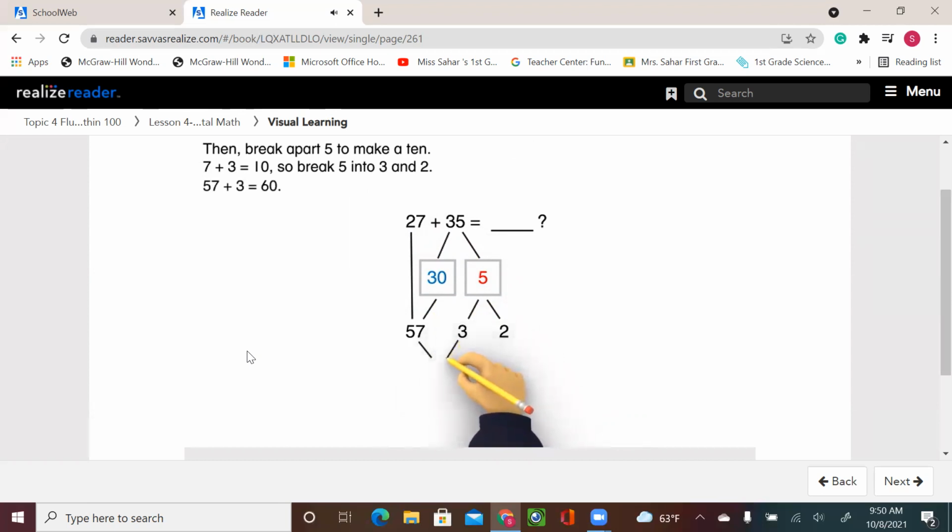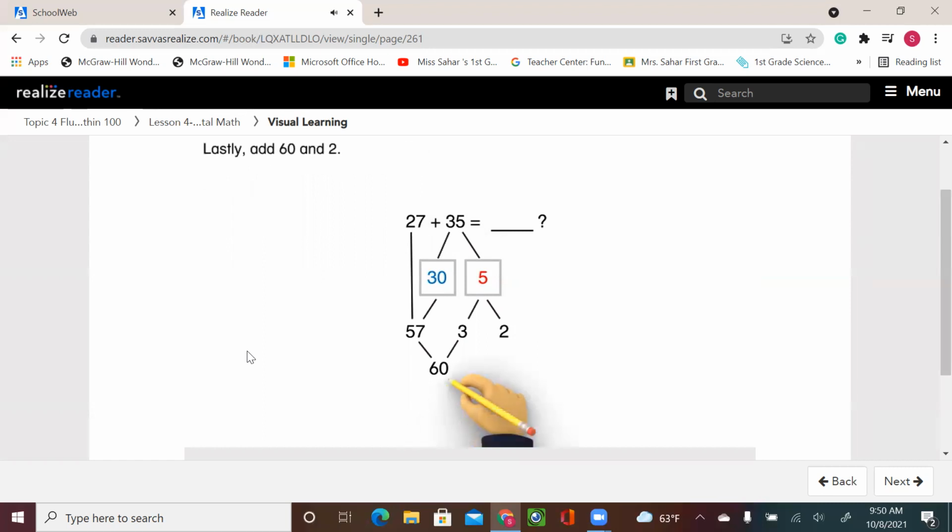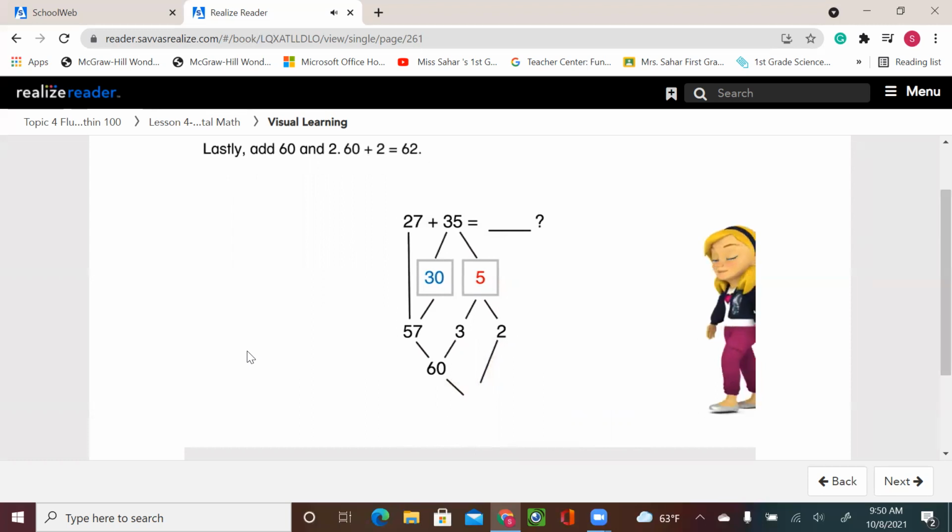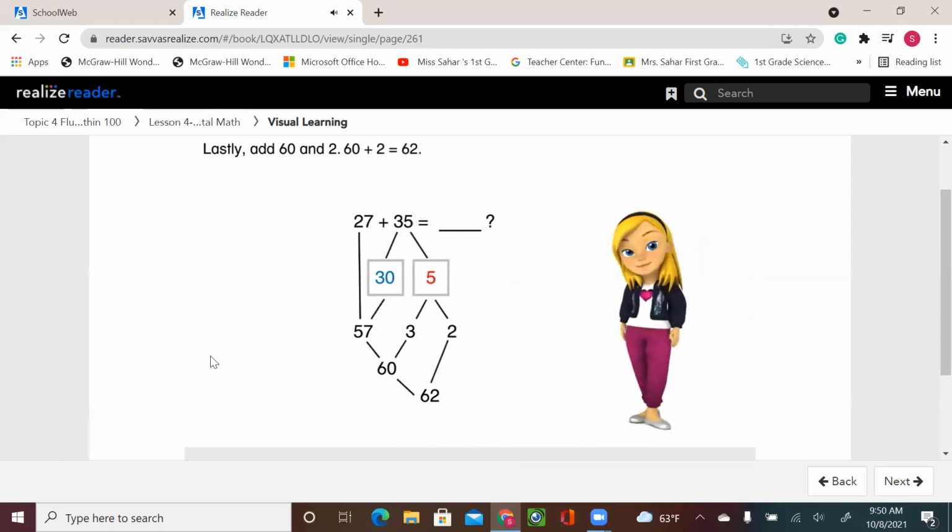57 plus 3 equals 60. Lastly, add 60 and 2. 60 plus 2 equals 62. So, 27 plus 35 equals 62.